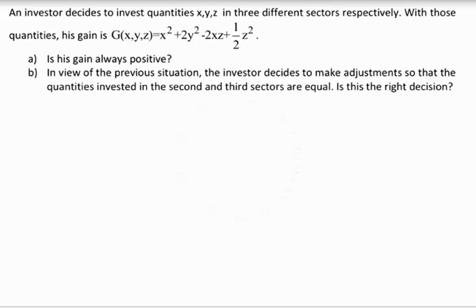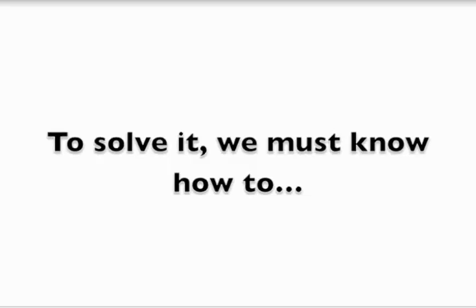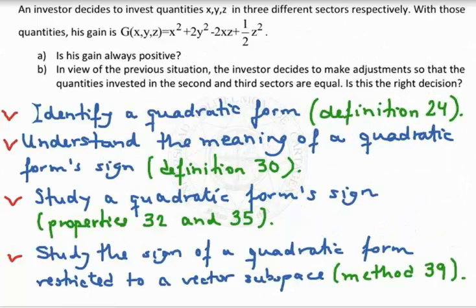To solve it, we must know how to, firstly, identify a quadratic form, which can be found in definition 24 of the tutorial given by the teacher. 2. We must understand the meaning of a quadratic form sign, which can be found in definition number 30. We must be able to study a quadratic form sign, properties 32 and 35. Study the sign of a quadratic form restricted to a vector subspace, which can be found in method number 39.